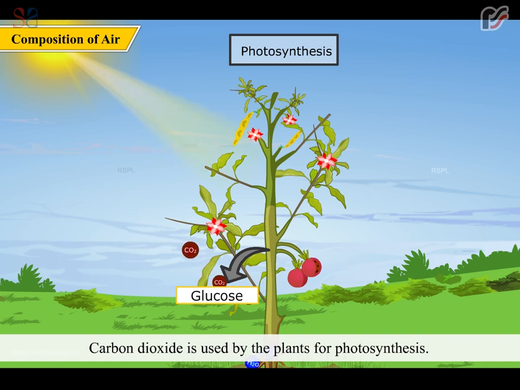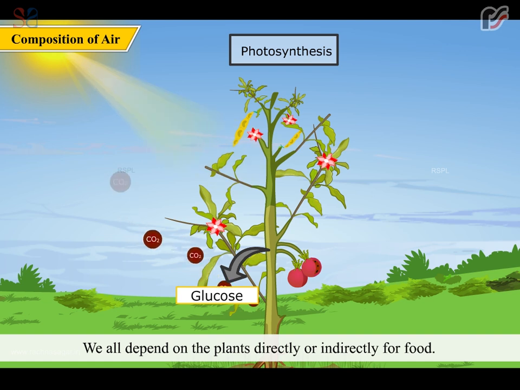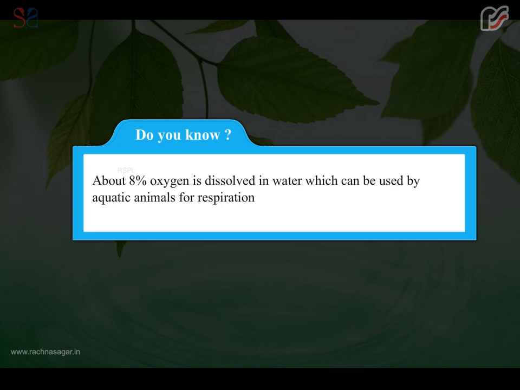Carbon dioxide is used by the plants for photosynthesis. We all depend on the plants directly or indirectly for food. Do you know? About 8% oxygen is dissolved in water, which can be used by aquatic animals for respiration.